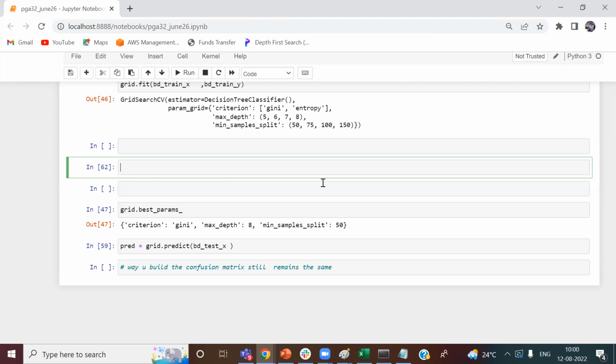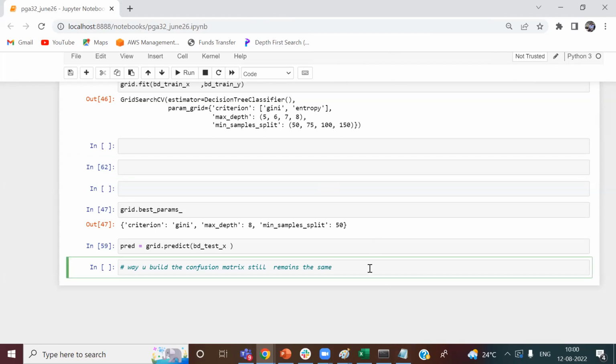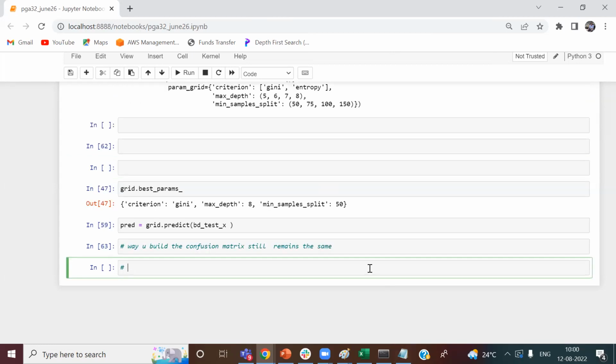Okay, so I think the people have done it. ठीक है. Let's try to tune hyperparameter in SVM.